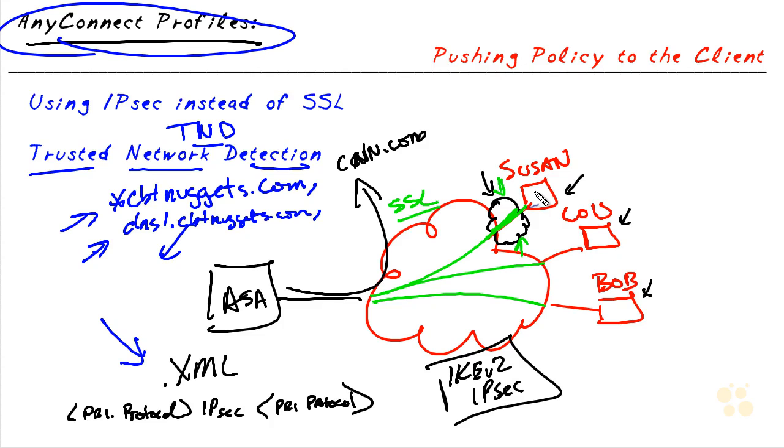And at that point, based on the instructions that we have in the profile that we've previously pushed to her machine, her AnyConnect client can now say, okay, I'm on an untrusted network.